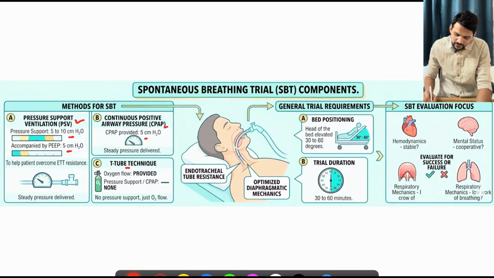All these things should be done for 30 to 60 minutes, and the head end of the bed should be elevated by 30 to 60 degrees. So we will keep the patient at that particular angle and change the ventilator settings to either pressure support mode or CPAP, or otherwise we can utilize a T-piece. On these supports, we will observe the patient for 30 to 60 minutes. Then we will evaluate a few parameters to look for whether the individual has tolerated the trial or not.